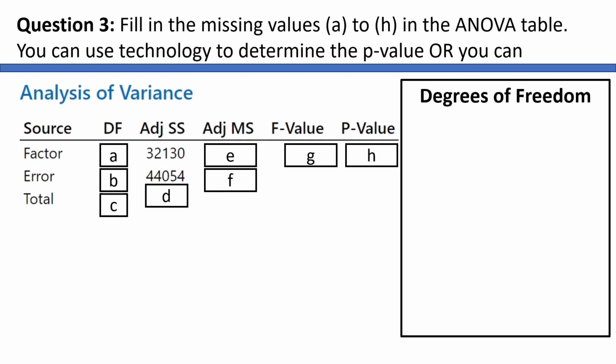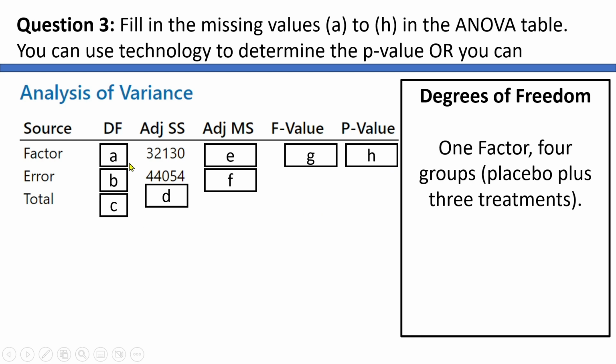So question 3, here we're going to fill in missing values in the ANOVA table. One thing that I think is pretty cool about ANOVA is that once you have the sums of squares for the factor and the error, and also know what the scenario is, so how many groups and how many measurements you have, you can fill in this table. So that's what we're going to do here. Starting with degrees of freedom. The degrees of freedom for the factor is just the number of groups minus 1. Here we have 4 groups, meaning that the degrees of freedom is 3 for the factor.